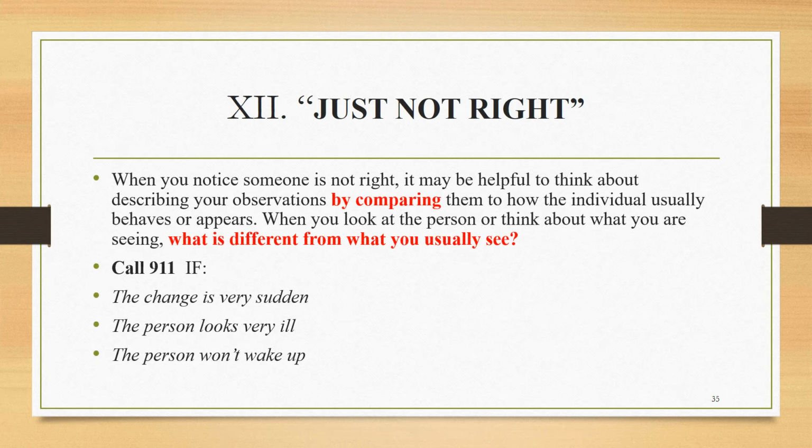A person who's just not right. When you notice someone is just not right, it may be helpful to think about describing your observations by comparing them to how the individual usually behaves or appears. When you look at the person or think about what you are seeing, what is different from what you usually see? Call 911 if the change is very sudden, the person looks very ill, or the person won't wake up.